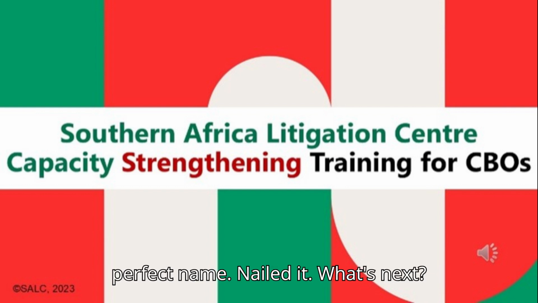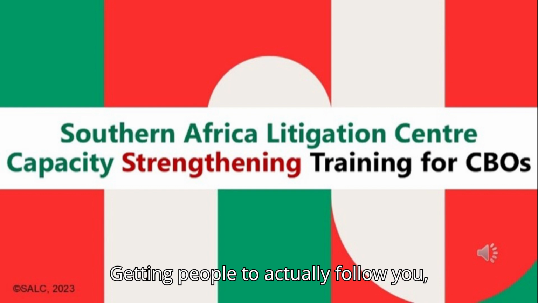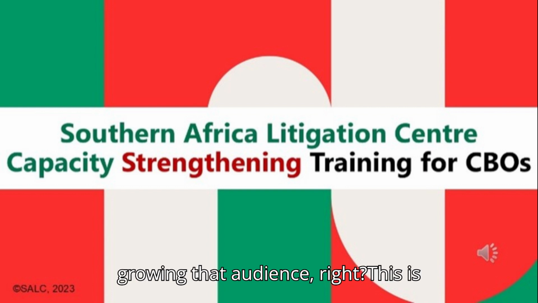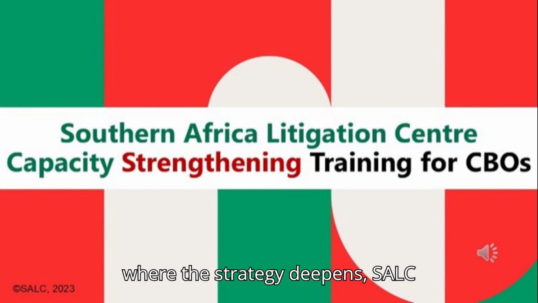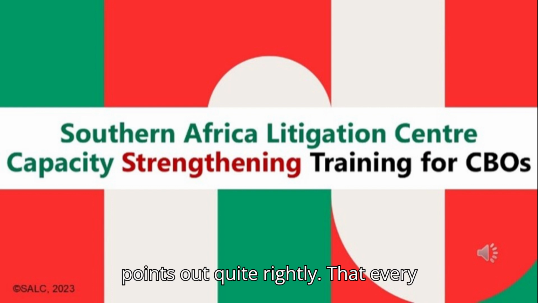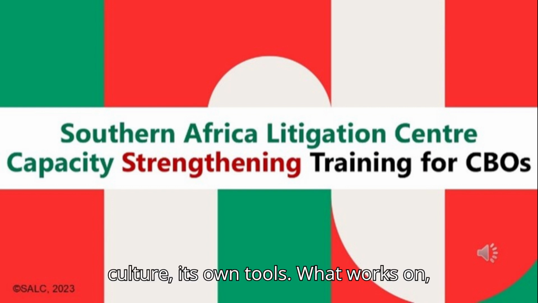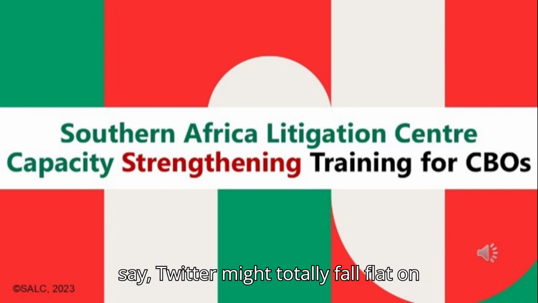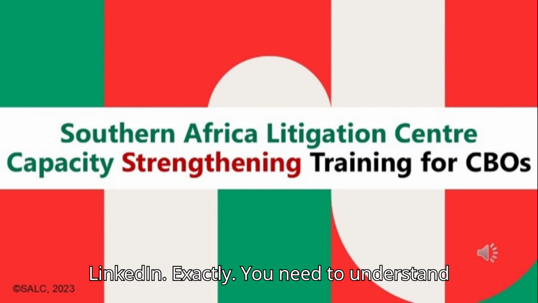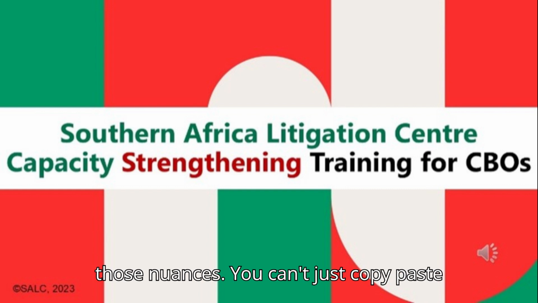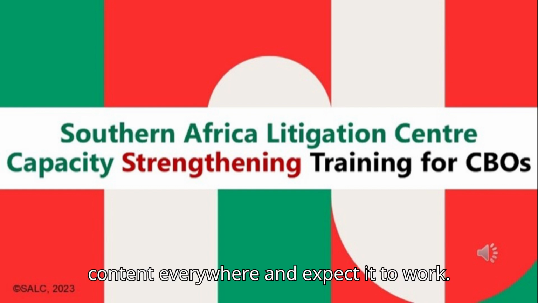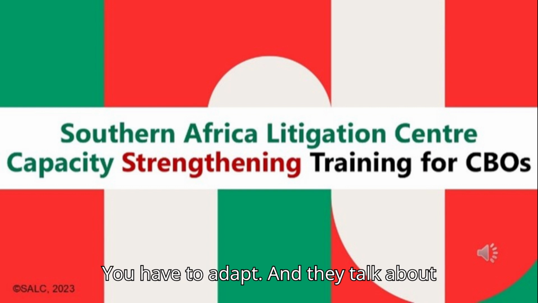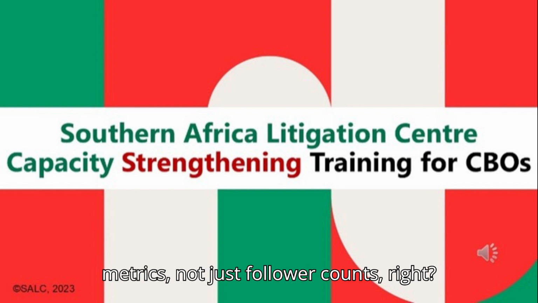Okay, so you've got the perfect name. Nailed it. What's next? Getting people to actually follow you, growing that audience. Right, this is where the strategy deepens. SALC points out, quite rightly, that every platform is different. It has its own culture, its own tools. What works on, say, Twitter might totally fall flat on LinkedIn. Exactly. You need to understand those nuances. You can't just copy-paste content everywhere and expect it to work. You have to adapt. And they talk about metrics, not just follower counts, right?